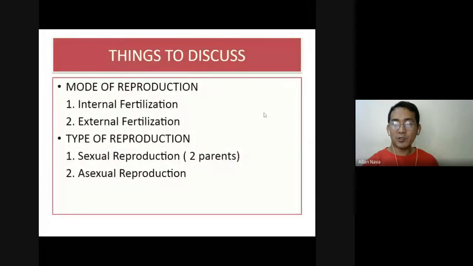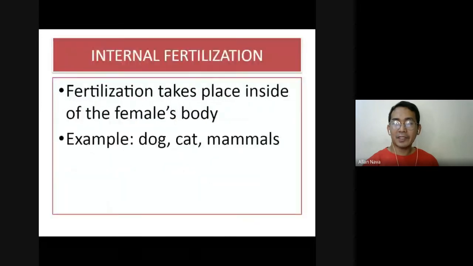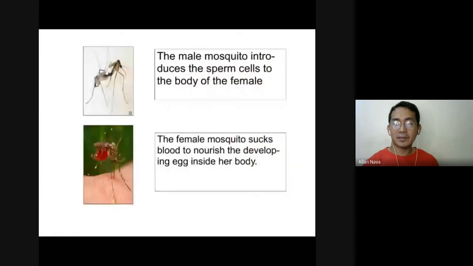And now, what I'm going to share is this one. I have a few more things to show you that you may encounter and that will help you understand the world of animals. So we're done with this one, right? Okay, I will give an example of how the mosquito reproduces. The male mosquito introduces the sperm cells to the body of the female. Definitely for mosquitoes, that is sexual reproduction because they need both male and female.